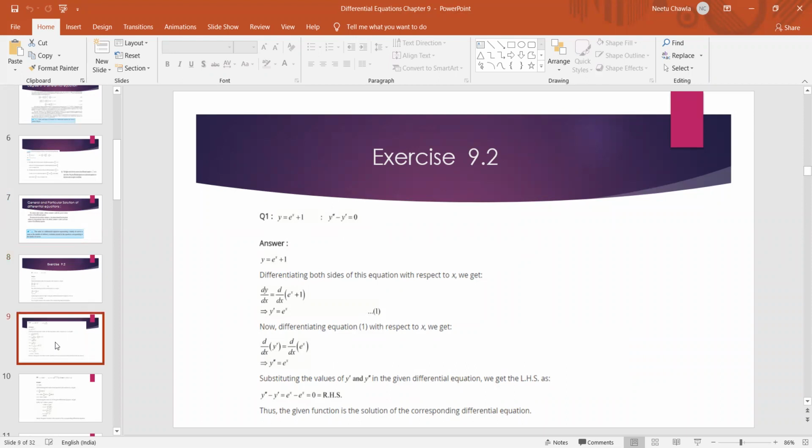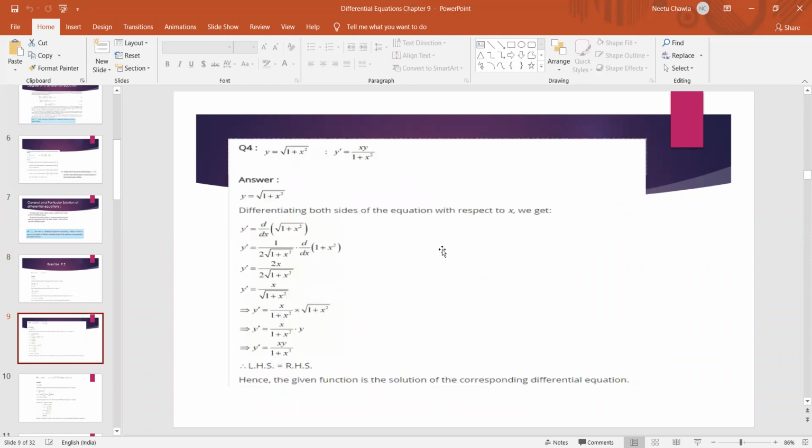Let's do a few more. Like you can see, this is your question number 4. In this, we have to find whether y is equal to under root 1 plus x square is the solution of the given differential equation, that is y dash is equal to xy upon 1 plus x square. So let's differentiate this y. This y is under root 1 plus x square.